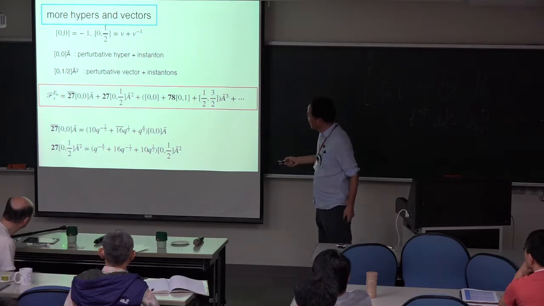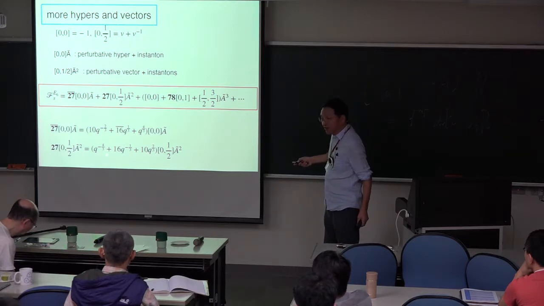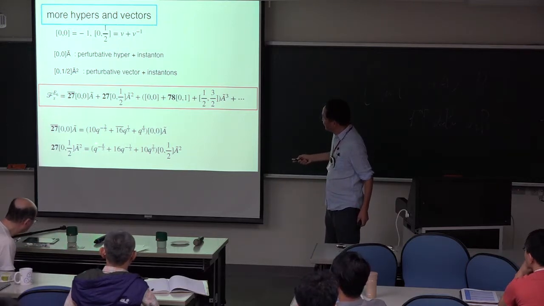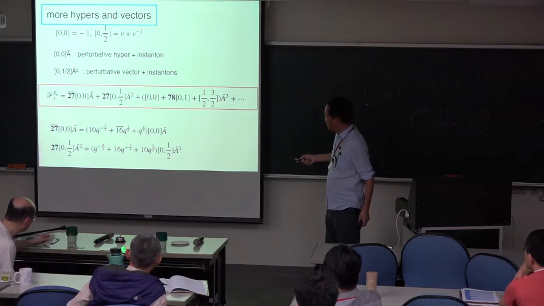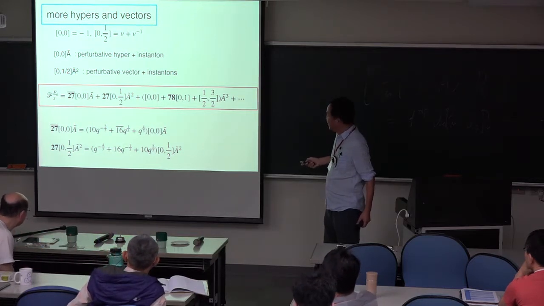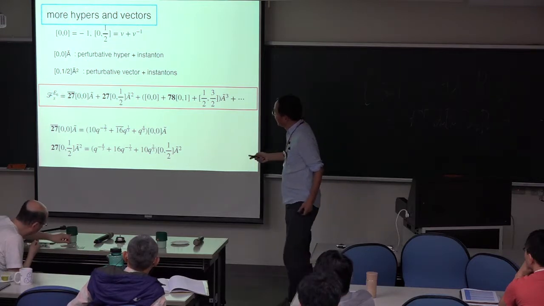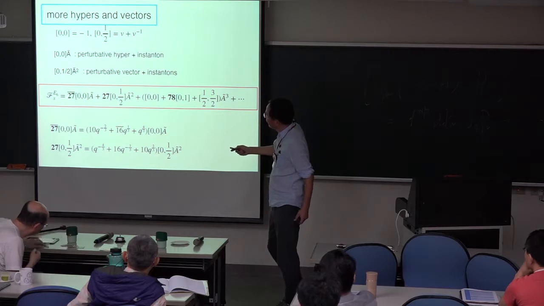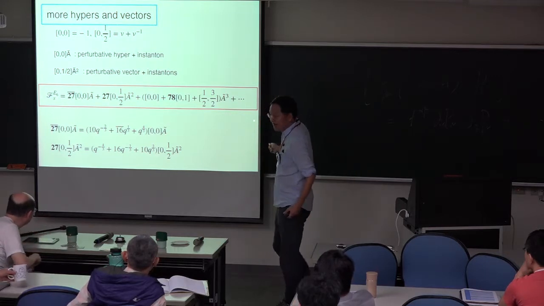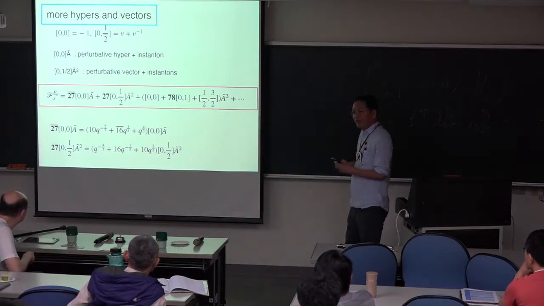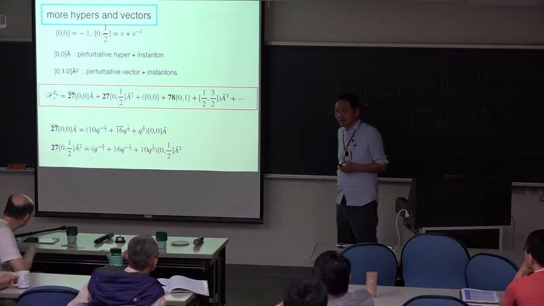Now, vector multiplets, W boson, there's only one. So SU(2) broken to U(1), there's one W boson coming from the single perturbative part. One instanton gives you 16, and 2 instanton gives you 10, and then the coefficient is 1. So this is a single particle free energy, so there's a hypermultiplet with 1, 1, and so on. This is a very precise way of counting instantons.